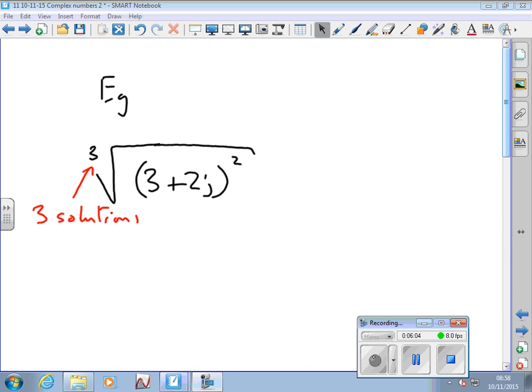Here's one to have a go at, okay? And I'll pause this video and let you have a go at it, and then put the solution down so you can check you've got it right. So let's just have a go at one. Find the cube root of 3 plus 2j squared.